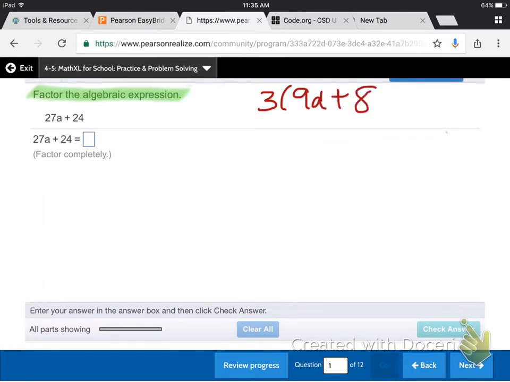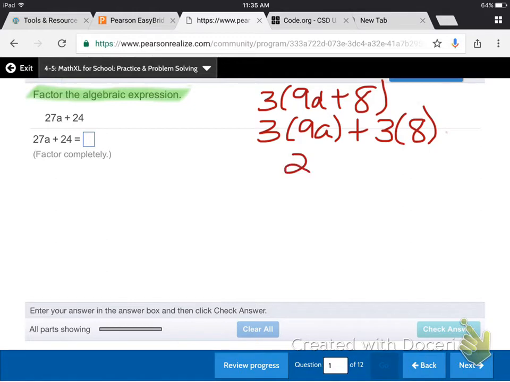plus 8, and then it wanted us to expand that by distribution. So we would say 3 times 9a, and then plus, and we repeat the multiplication of the 3, and this times 8, and then we'd multiply 3 times 9 for 27 times a, and then 3 times 8 is 24. And you'll notice that this is where we're starting today.